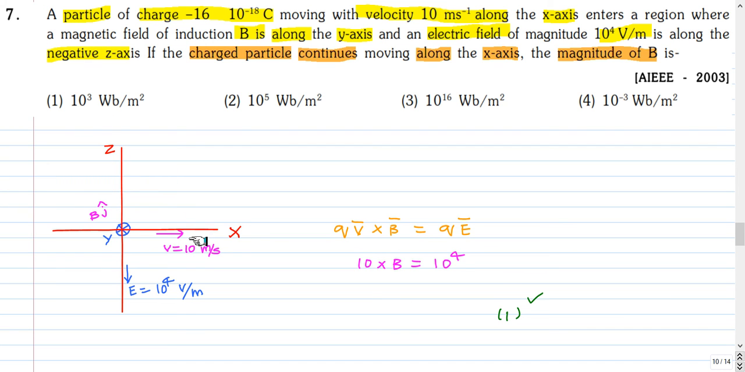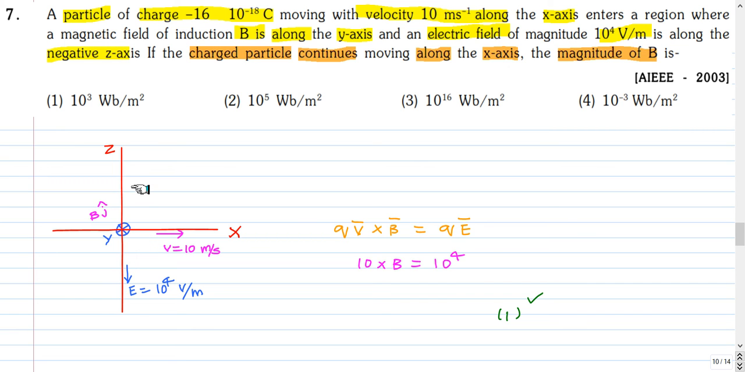So the magnetic field is along y-axis, so it's along j cap. The x-axis is towards right, z-axis is vertically upwards. So the y direction is into the plane of paper because x cross y should give me z according to the right-handed coordinate system. So this charged particle will feel a force due to electric field in minus z direction.